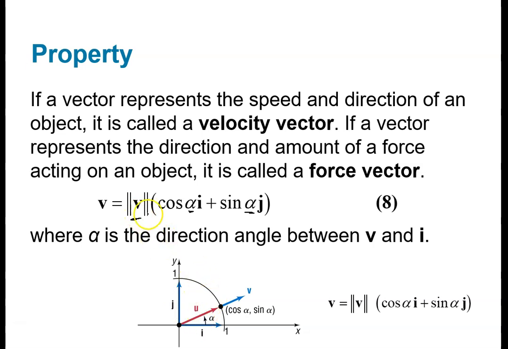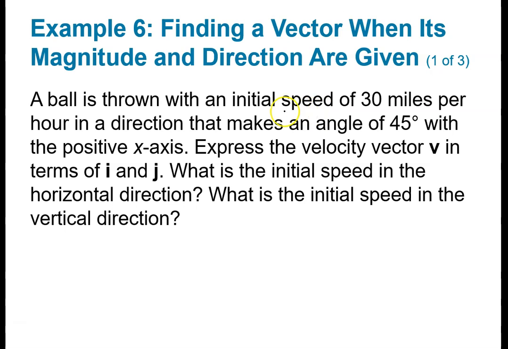It's polar coordinates, defined by an angle of rotation. All right, so we're throwing a ball. It's got an initial speed of 30 miles per hour, and it's making a 45-degree angle with the positive x-axis. So there's the positive x-axis, 45 degrees, roughly around there. And then this initial speed that they're giving us literally is the magnitude of this vector.